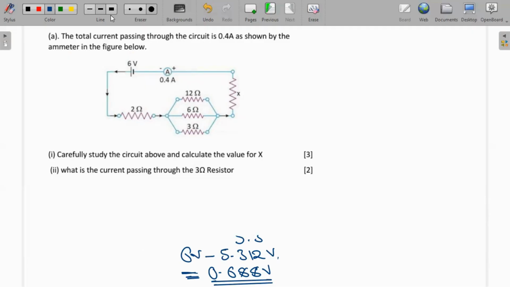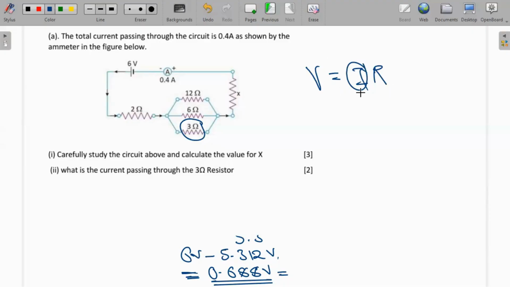They want us to find the current passing through the 3 ohm resistor. So we have the voltage on the 3 ohm resistor, which is 0.688 volts, and we have its resistance, 3 ohms. Now, what are we going to do to find the current? We're going to use the same Ohm's law: voltage is equal to current multiplied by resistance. The current will be equal to what?